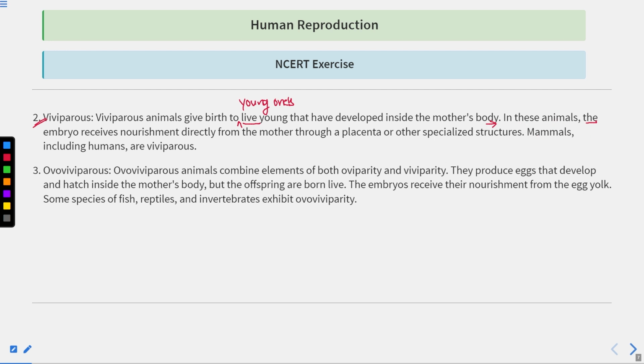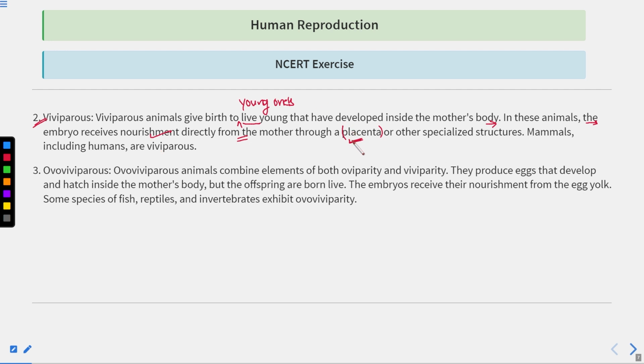Now in these animals, the embryo receives nourishment directly from the mother through the placenta. Alright, so placenta is a tissue, okay, that is formed from two tissues. One is the tissue of the fetus, okay, and second is the uterine tissue. So both, they combine, they become interdigitated to form the placenta. Clear? Okay, so placenta, what is the function of the placenta? It provides nourishment to the developing embryo.